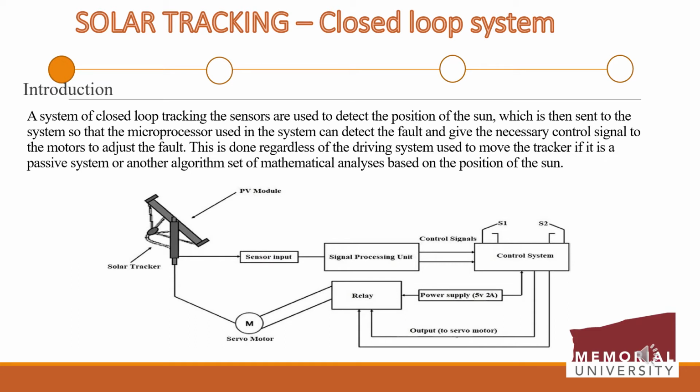Solar tracking closed-loop system. In a closed-loop tracking system, sensors are used to detect the position of the sun, which is sent to the system so the microprocessor used in the system can detect the fault and give the necessary control signal to the motors to adjust the fault. This is done regardless of the driving system used to move the tracker, whether it's a passive system or another algorithm set by mathematical analysis based on the position of the sun.